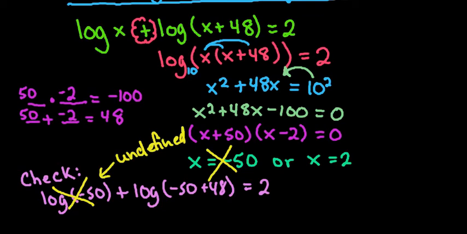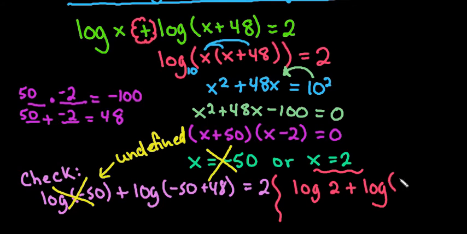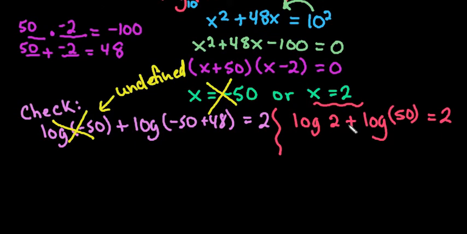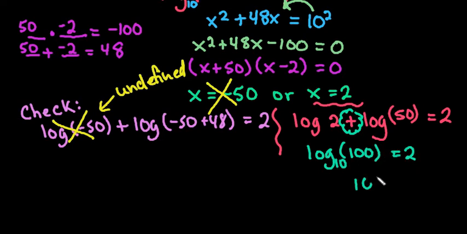We know that one does not work because when I plug it back in, it gives me a negative value. Now I want to check the other one to make sure it does work. So we have x equals 2, so I have log 2 plus log of 2 plus 48, which gives me 50, equals 2. It doesn't look like it makes much sense, but it really does. Because it's plus, I can rewrite this as log of 2 times 50, which is log 100. Remember that this is base 10, so I'm asking myself, is 10 squared equal to 100? And it is, so we know that this answer works.